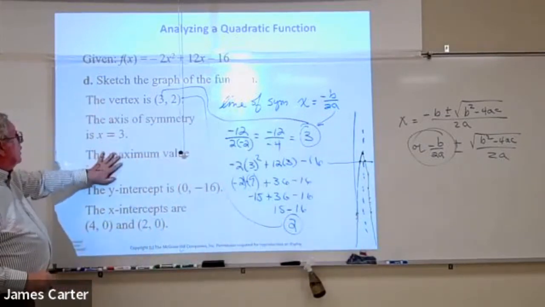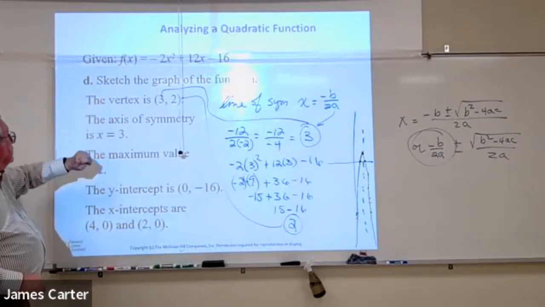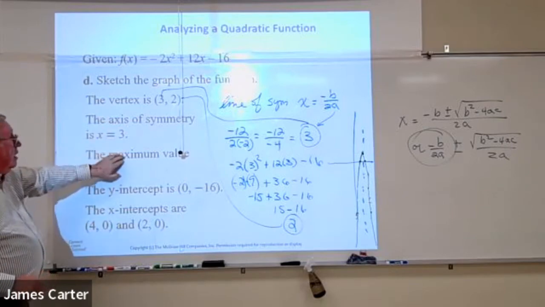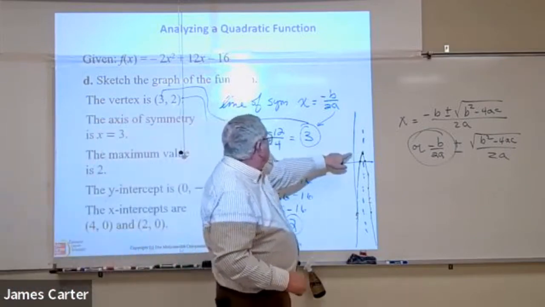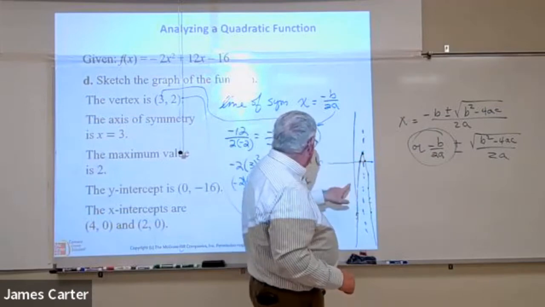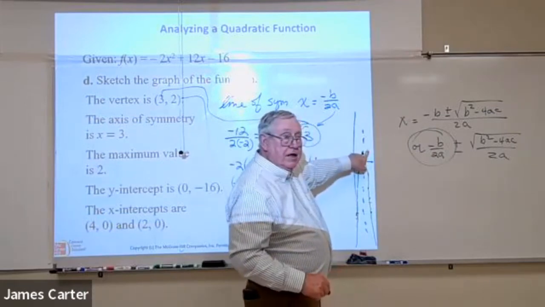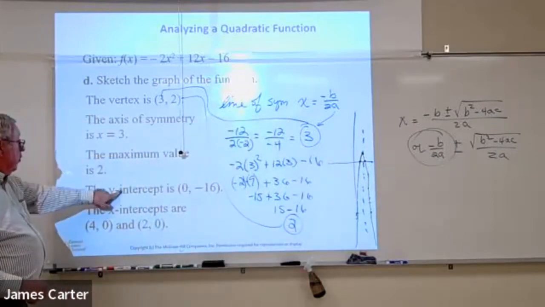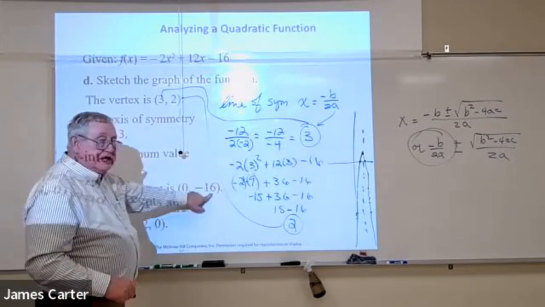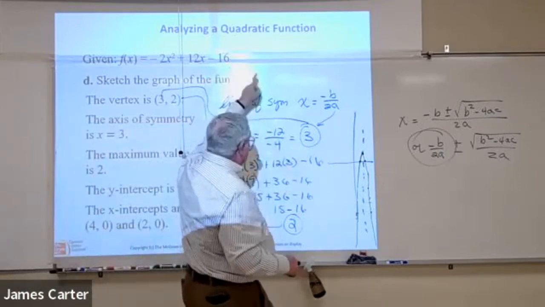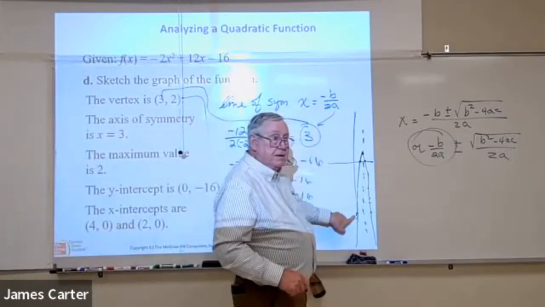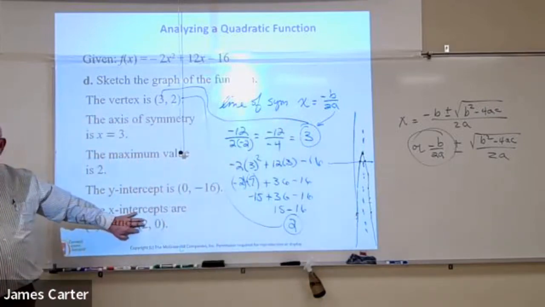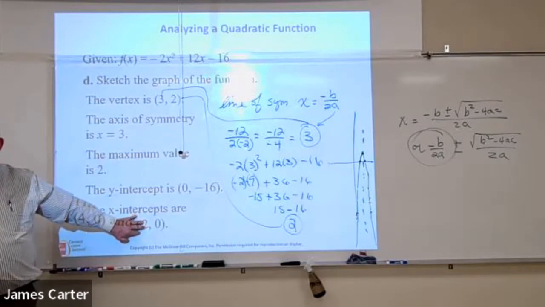But let's see what we've done up to this point. We found the vertex. We got the axis of symmetry, or line of symmetry. We know that the max is 2 right here. The y-intercept is this point 0, negative 16. We knew that from this. The only other thing we need to find are the x-intercepts, which we also call the zeros or the roots.